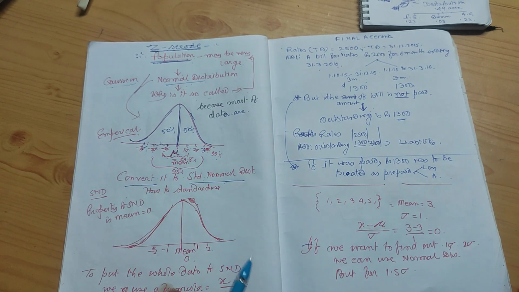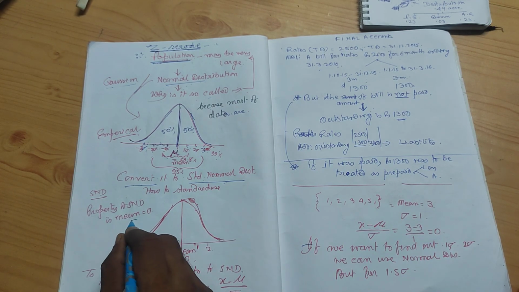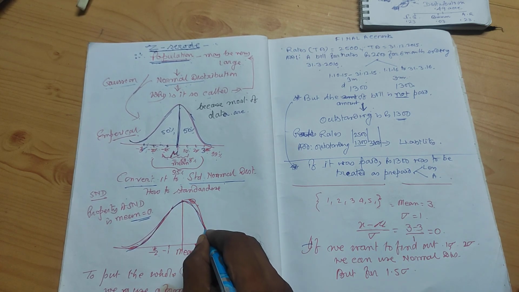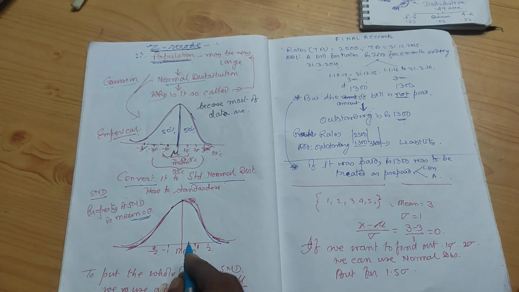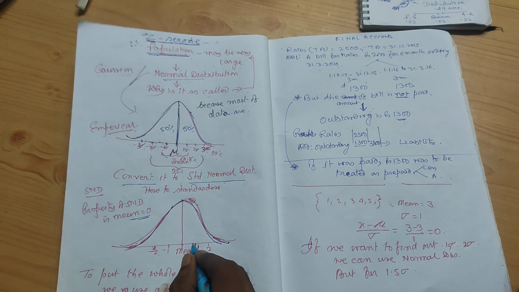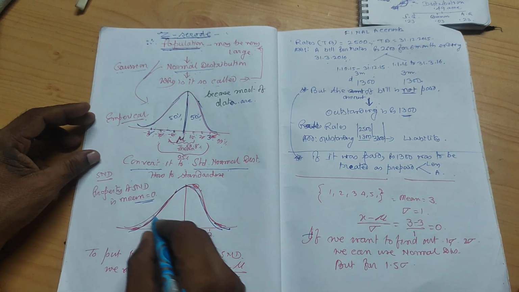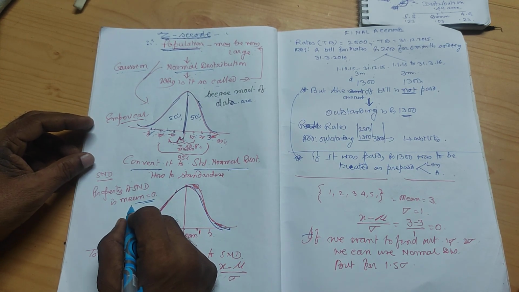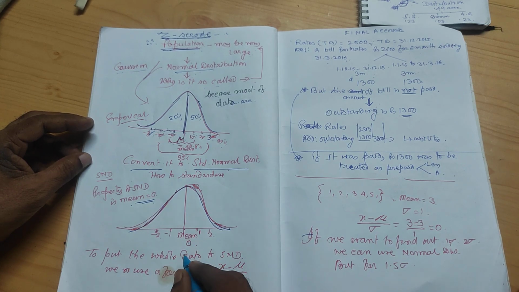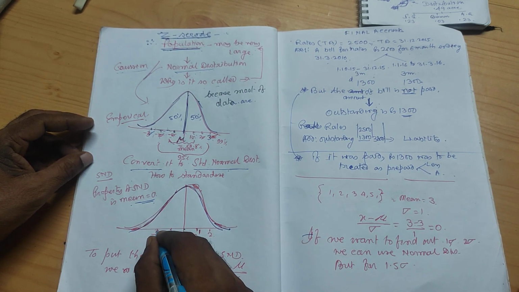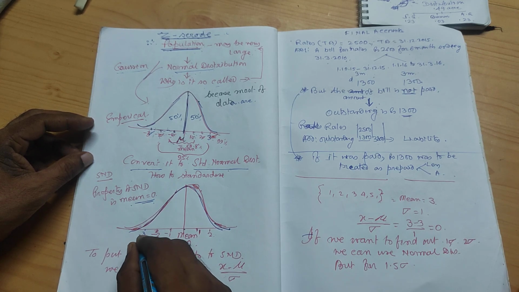Then what are the features of standard normal distribution? What is the property of standard normal distribution? It tells you that the mean is 0. It is also taken as a bell-shaped curve. The mean is 0, on the right side it is 1 and 2, and on the left it is minus 1, minus 2, minus 3, like that.